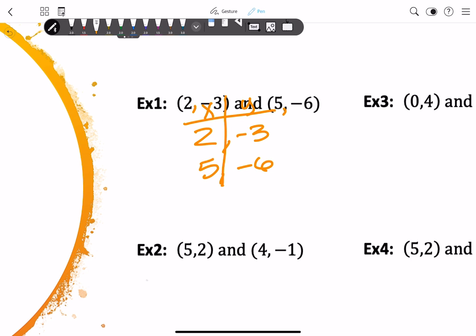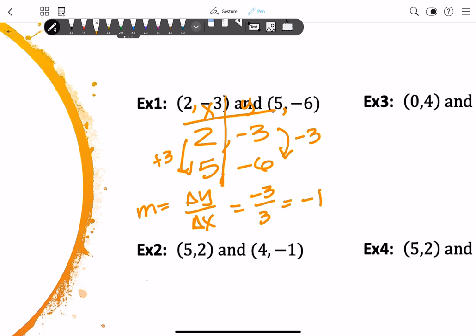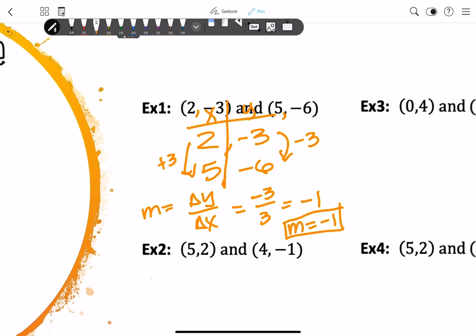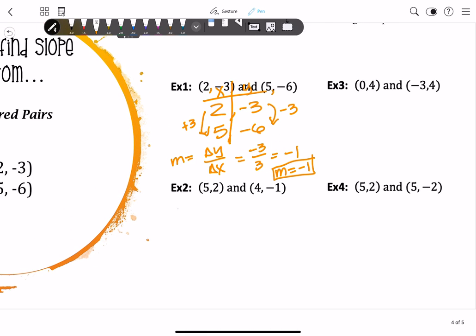Hey, I know how to do this. -3 to -6, I had to subtract 3. 2 to 5, I had to add 3. My slope is the change in y over the change in x, which means it's going to be a -3 over 3, which is equal to -1. That's what it simplifies to. So your answer for this would be m equals -1. Now, when you're doing 2, 3, and 4, you must show your work. You can use the formula, you can use the T-chart, but you have to pick something.